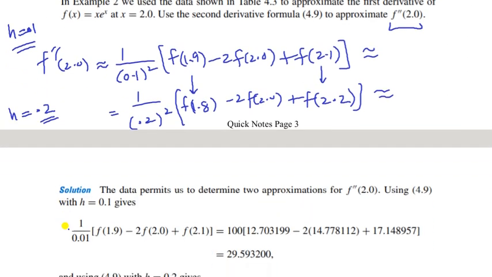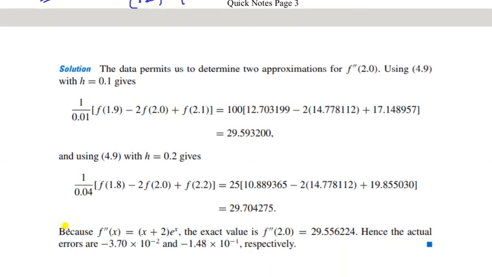Of course, the values are given in the table. You just have to pick the values. So you see, with h is equal to 0.1, with h is equal to 0.2. Now just pick the values from the table. These values are given in the table. You don't have to calculate. So 29.59 and 29.70. Of course, if h is smaller, you see, with h is equal to 0.1, this should be closer to the original derivative.